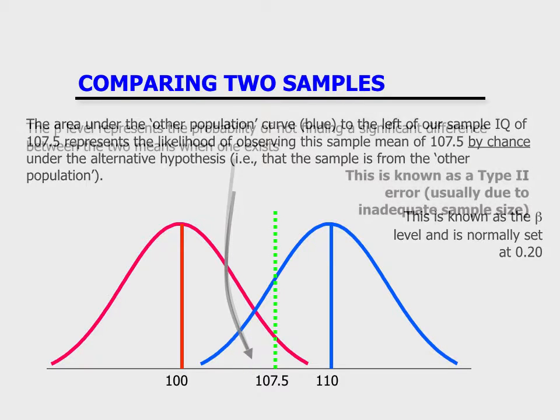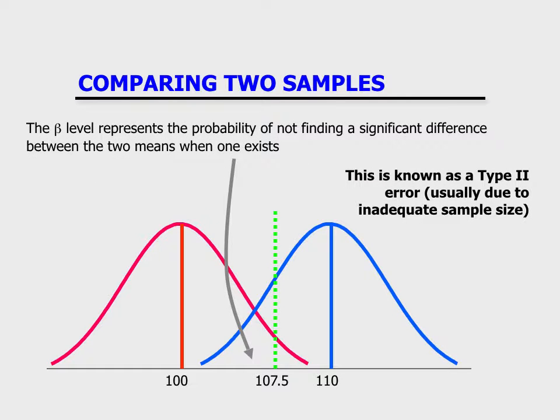Now, we look at the beta level as representing the probability of not finding a significant difference between the two means when one actually does exist. So it's kind of the opposite of the alpha level. We call this a type 2 error when we see that there's a high probability of not finding a significant difference when one exists. And we really attribute this to an inadequate sample size. And here's a really good example.